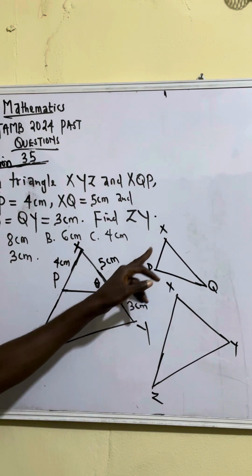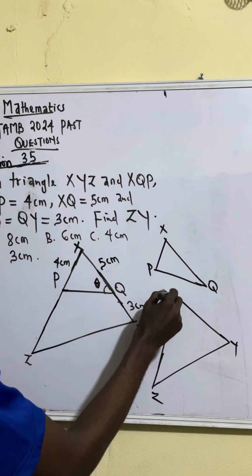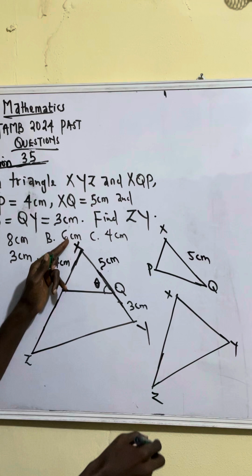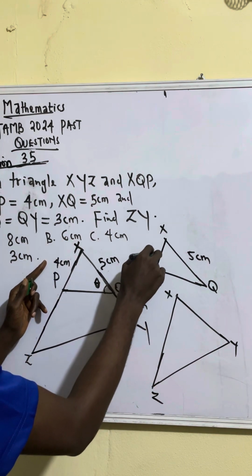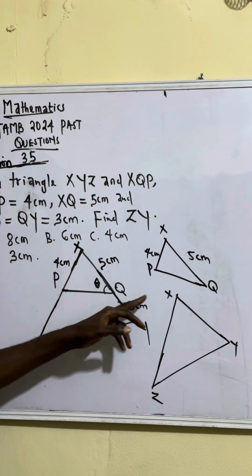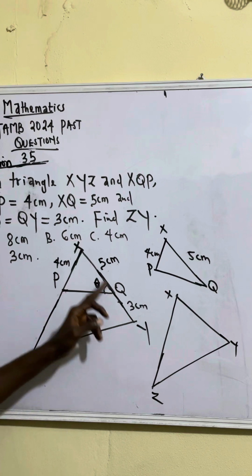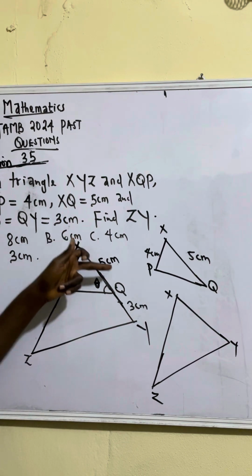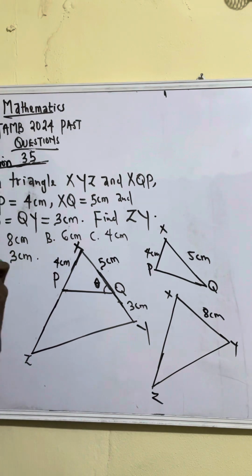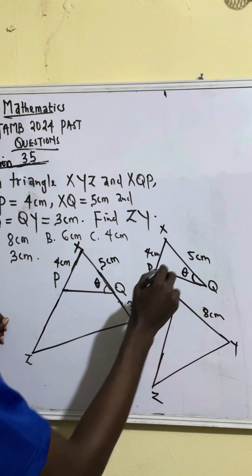Now, for the XPQ, if I compare with this, one side of XPQ is 5 centimeters, and here is 4 centimeters. Now, looking at the XYZ, look at the XY, the total length of XY is 5 centimeters plus 3 centimeters, which will give me 8 centimeters. And this one is having angle theta in the middle. Let me put angle theta here.